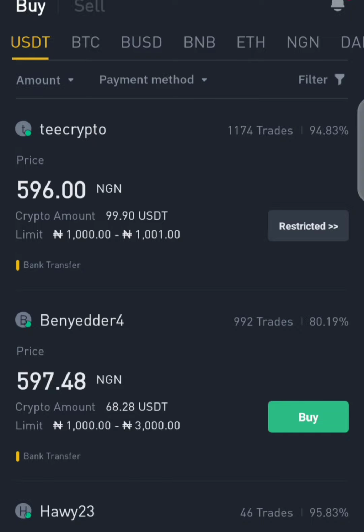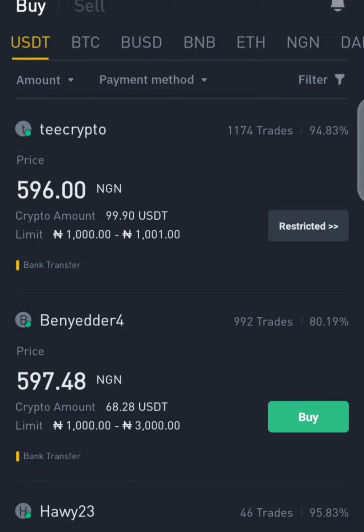Now if you go below the 596 Naira, you will see crypto amount. The crypto amount simply means the quantity of USDT that T crypto has and wants to sell. That is the crypto amount that T crypto is in possession of. Now, look below the crypto amount, you will see limits.